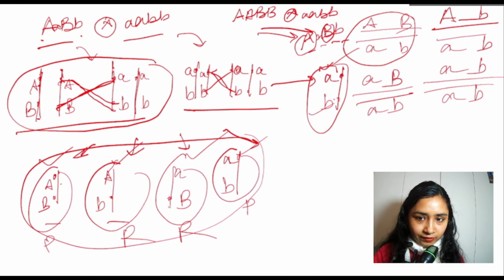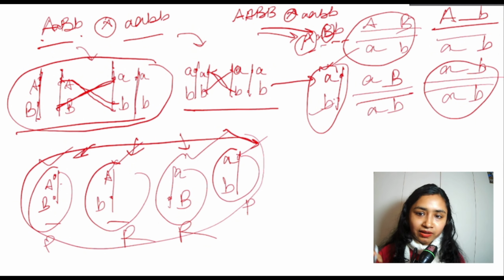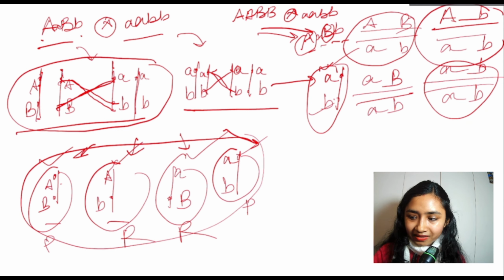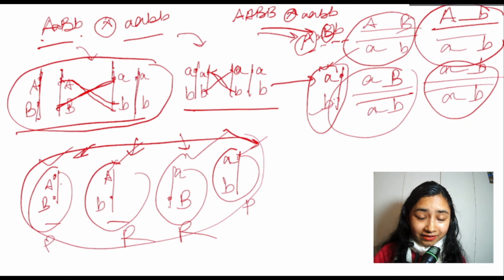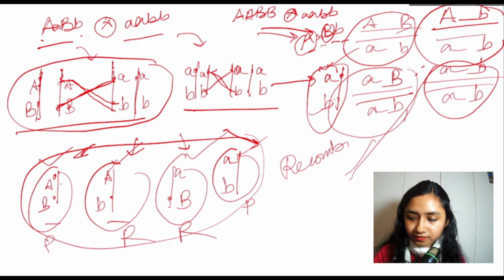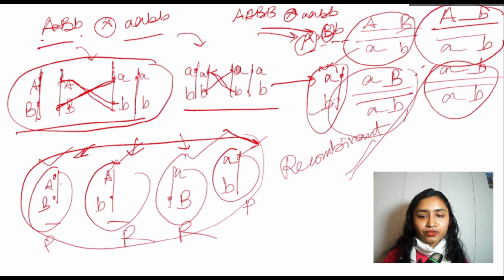This offspring is of parental combination, this offspring also, because capital A capital B and small a small b, these two are parental combinations. But look at these two types of offspring. These two types of offspring are recombinant offspring. So you understood that by crossing over there will be different types of gametes, and when different types of gametes are combined, they will produce different types of offspring.